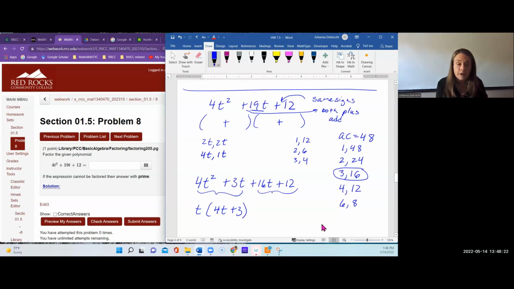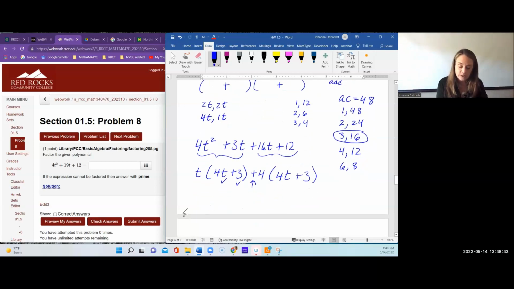16 and 12 have a common factor of 4. I'm going to take out the positive 4, note the plus is part of it, and that will leave behind 16 divided by 4, or 4t. That checks with what that one is. 12 divided by 4 is a 3, which checks with what that term is. And then I've got the 4t plus 3, which is common. So I take out 4t plus 3, which leaves behind t plus 4.